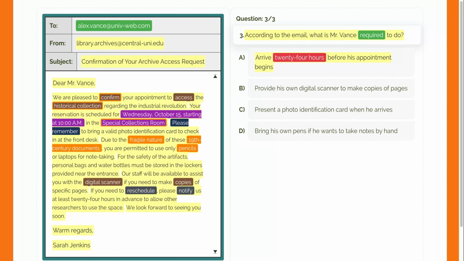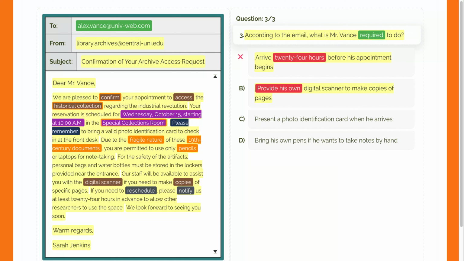Here's option B. Let's break it down. Provide his own digital scanner to make copies of pages. This says he must provide his own scanner. But sentence 6 says the staff will help him with the digital scanner at the library. He doesn't need to bring one. This is incorrect.